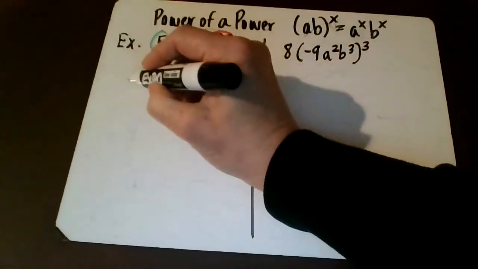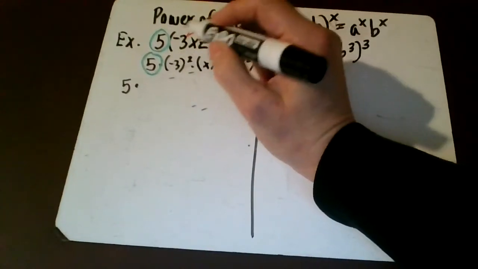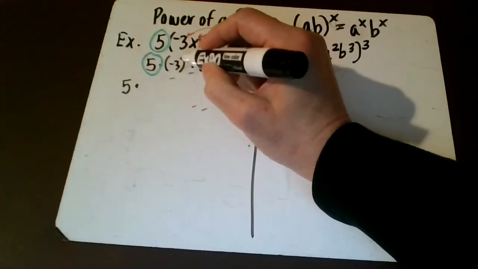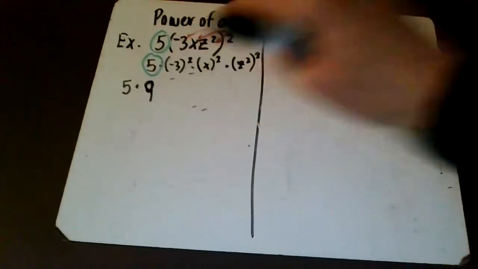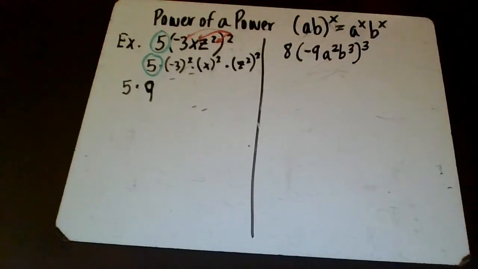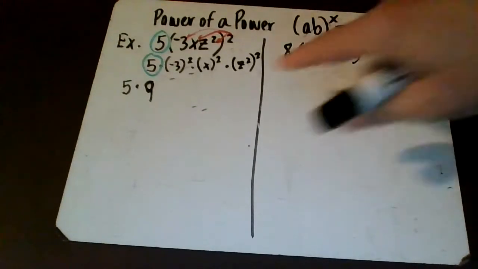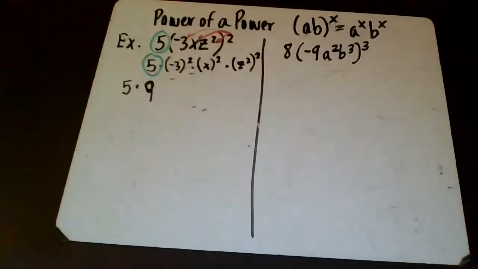So I have 5 times, let's do some simplifying, (-3)^2. Remember that means -3 times -3, which makes it a +9. Be careful if you put that in your calculator. Remember, you have to put parentheses around the -3 to make sure your calculator understands you're doing -3 and multiplying it 2 times.